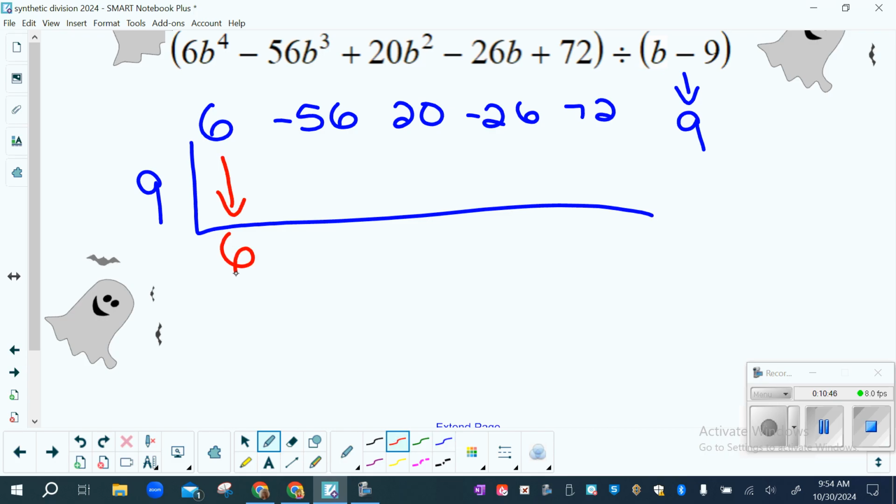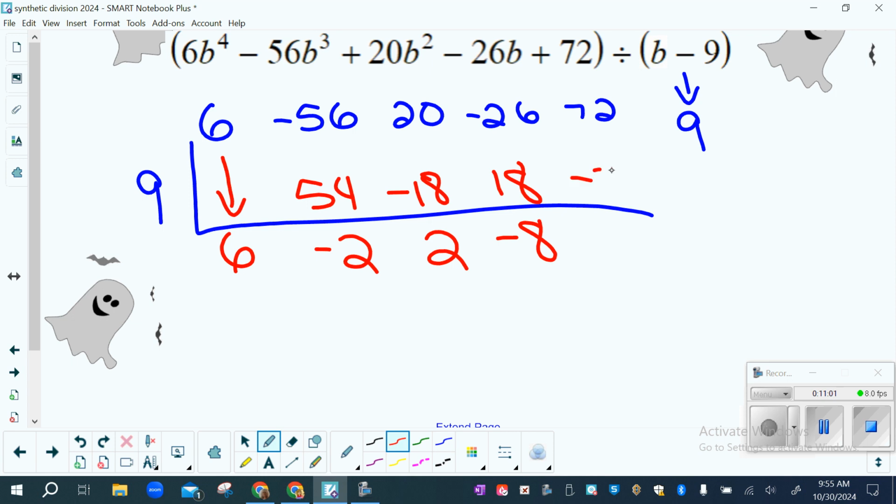Drag that 6 down. That's where you start rolling, right? Multiply, add, multiply, add, multiply, add, multiply, add. And I always put a happy face if I get a 0 at the end.